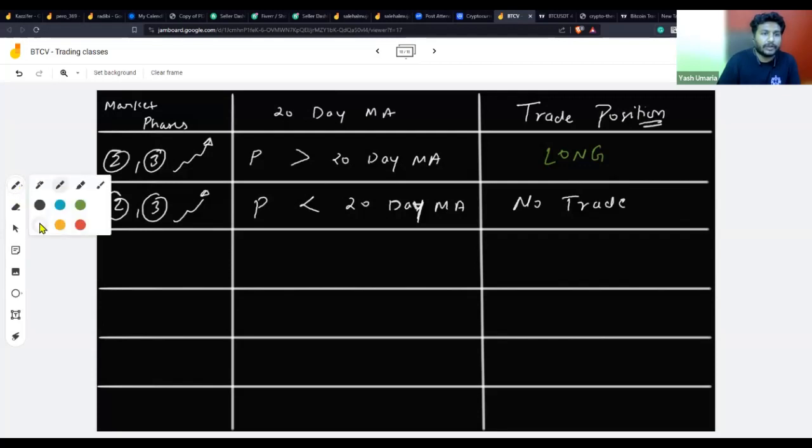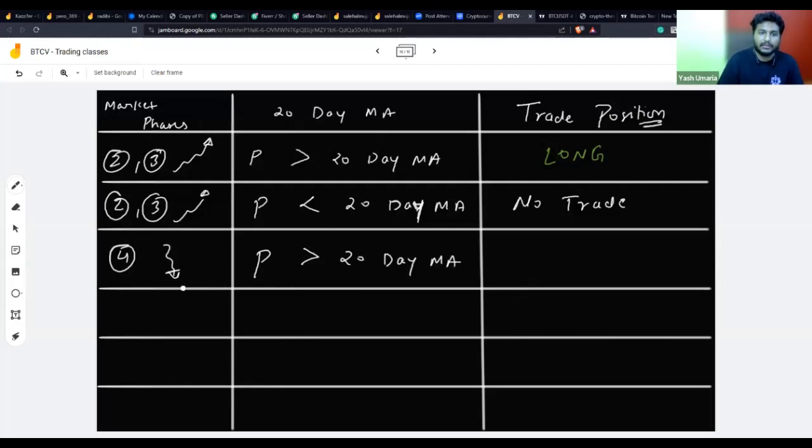Now the third thing, let's say in the fourth phase, the market is moving down, correct? And the price is above the 20-day moving average. Again, right now the phase has changed. Of course, we are in the fourth phase, and the price of BTC is greater than the 20-day moving average. What kind of position should you take, long or short? Tell me. No trade. Yes, absolutely correct. We should not take a trade.